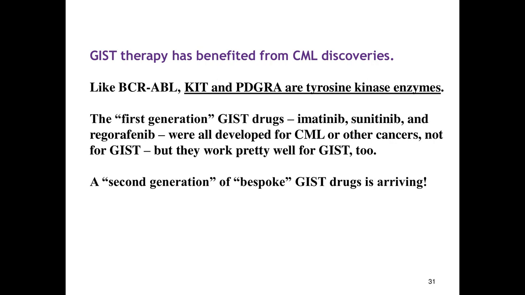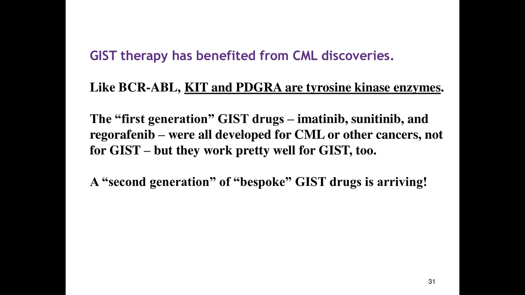So it turns out that this tyrosine kinase that drives CML leukemia is quite closely related to KIT and PTGFRA, the tyrosine kinases that drive GIST. And so doctors made the leap of faith of thinking that maybe the drug that worked for CML would work for GIST, and it turned out that it did spectacularly well.